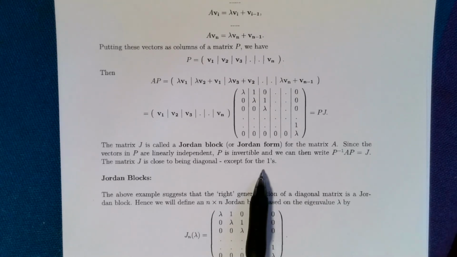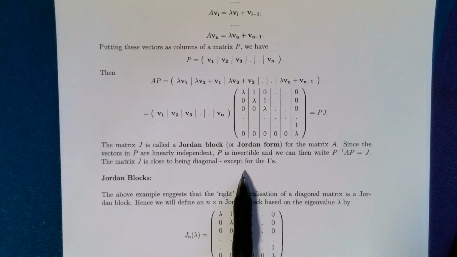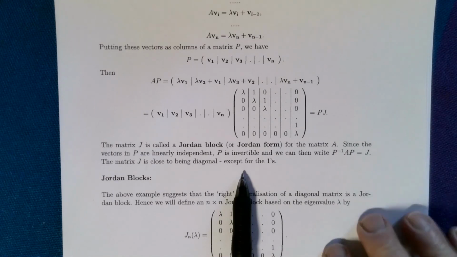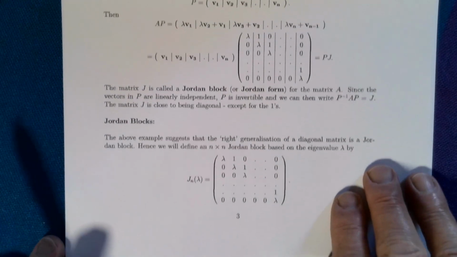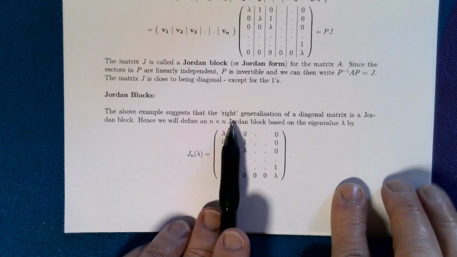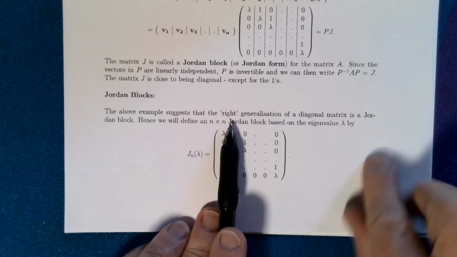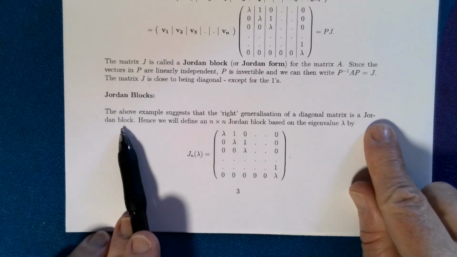Now I haven't told you how to get any of these v's. I'm just saying suppose we can find a set of v's with this property, then this is what it does for us. And we'll get to the question of how we find these v's in a moment, and we're going to give them some names. So the above example suggests that the right, in inverted commas, generalization of a diagonal matrix is a Jordan block.